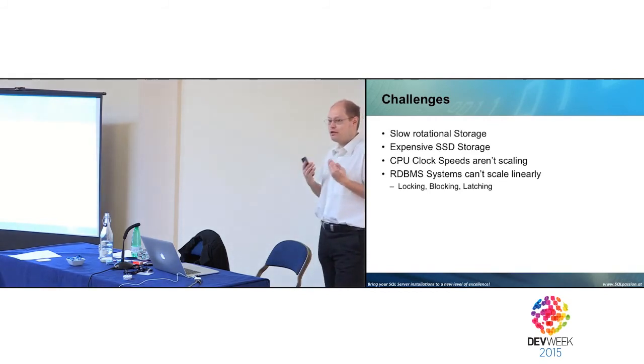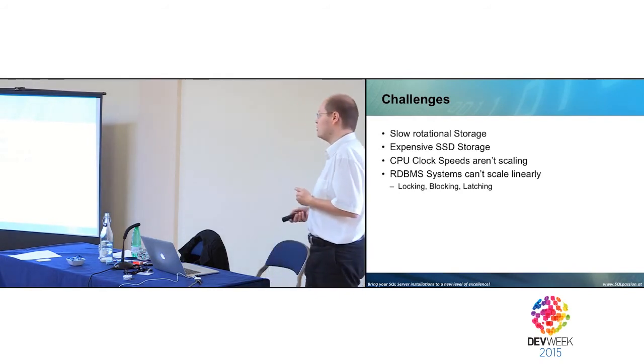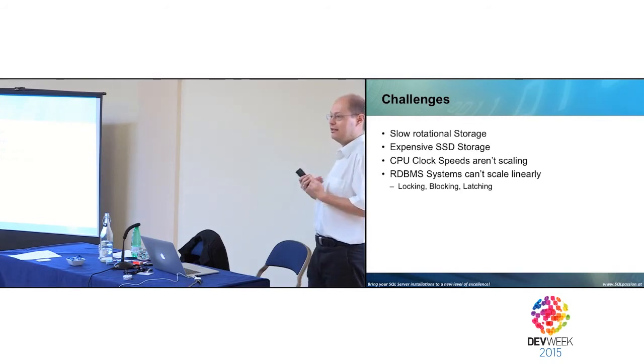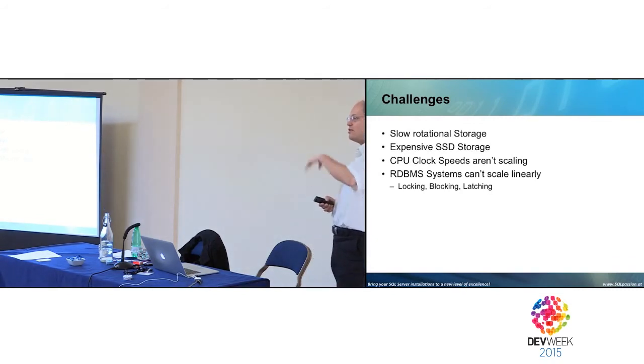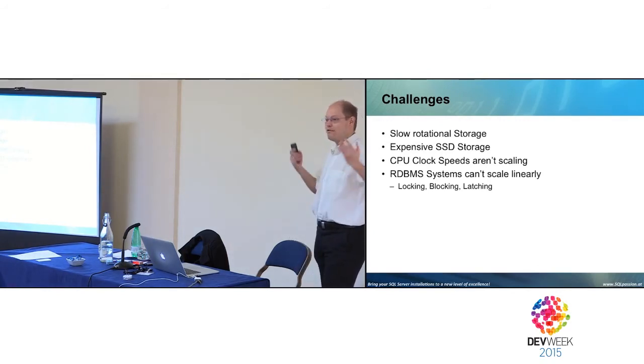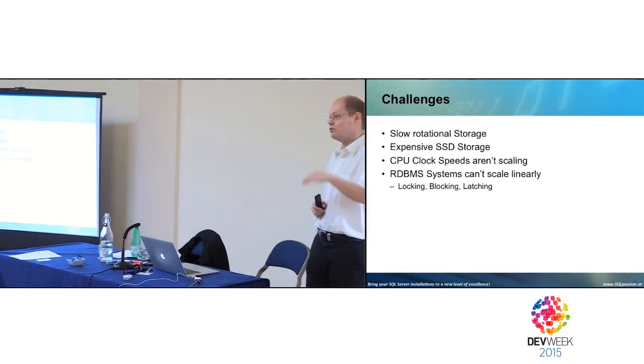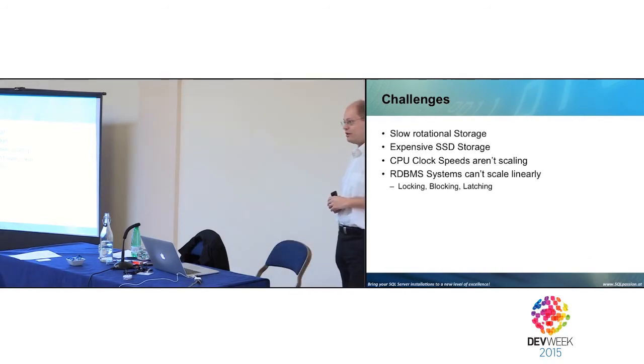The problem that we have with relational databases is the fact that the relational database doesn't really scale linearly. Let's say you have 100 users on your system, giving you a throughput of, let's say, 1,000 transactions per second. When you increase the user load to 200 users, you will not have 2,000 transactions per second, because a database doesn't really scale very well because of the introduced locking and blocking.